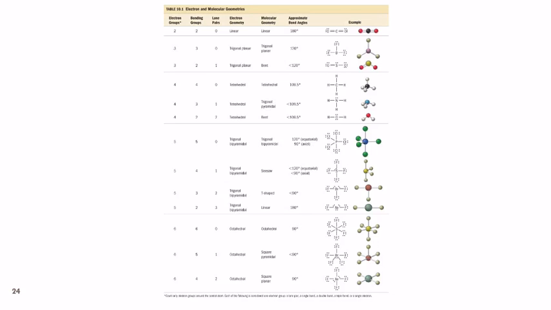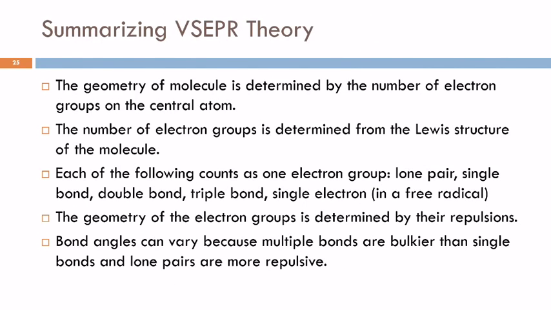So summarizing VSEPR theory. Geometry of the molecule is determined by the number of electron groups on the central atom. Again, the electron groups on the terminal atoms don't matter at all. We're just looking at the central atom. We figure out the number of electron groups from the Lewis structure. You have to be able to draw a Lewis structure.